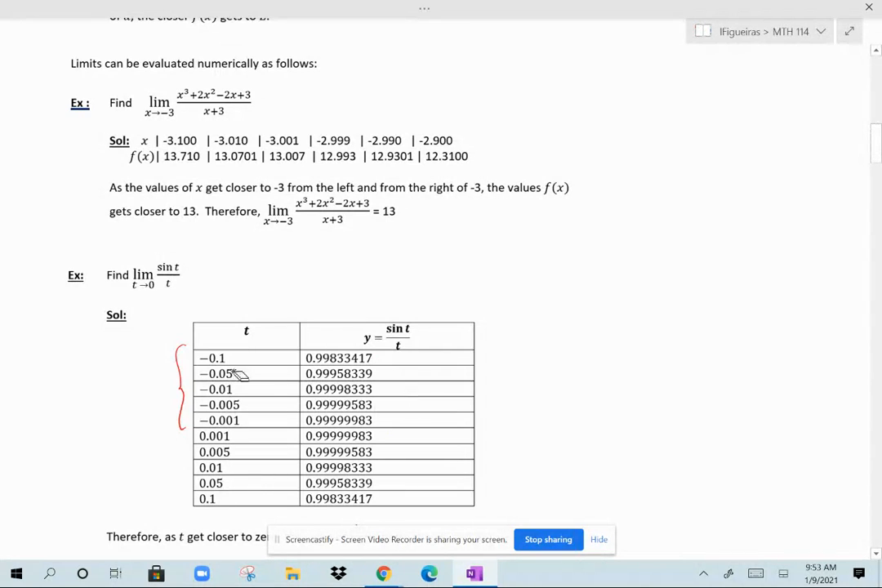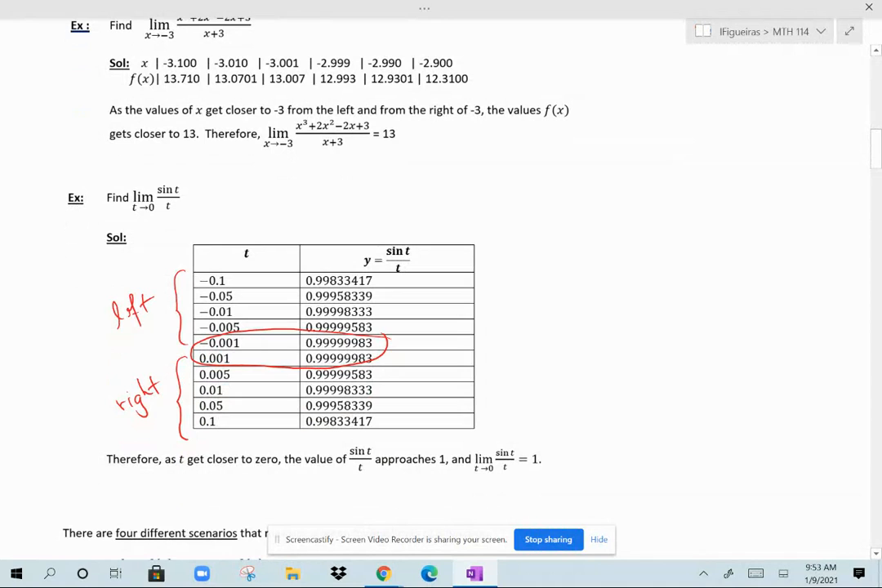And if I do the same thing to the right of 0, so 0.1 being the furthest one away, and 0.001 being the closest one, and these were the right side and the left side of 0. So as I get closer and closer to 0, it appears that my y values are again approaching 1. So these are the two that are closest to 0, and you can see that the y value seems to be getting very close to 1. And so therefore, you can assume that the limit as t approaches 0 of sine of t over t equals 1.